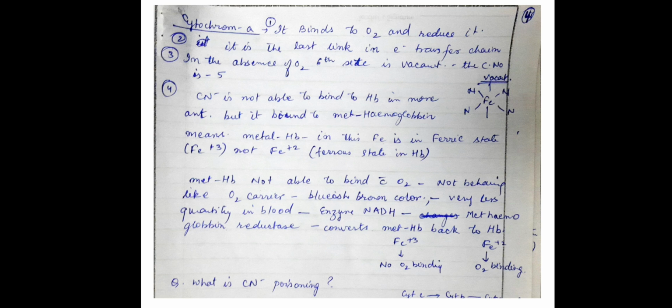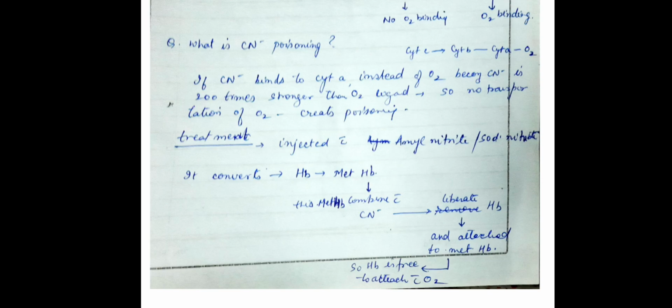So Fe3+ is harmful for our body, Fe2+ is not harmful, it is favorable to the blood. If Fe3+ has a vacant site not bound with oxygen, that vacant site is attached to the cyanide. We can see in the next slide what cyanide poisoning is. If cyanide binds to cytochrome a instead of oxygen, because cyanide is 200 times stronger a ligand than oxygen, there is no transportation of oxygen and it creates poisoning.